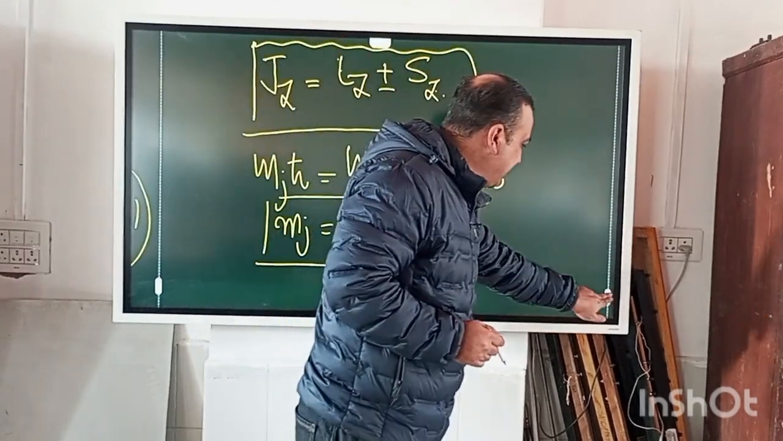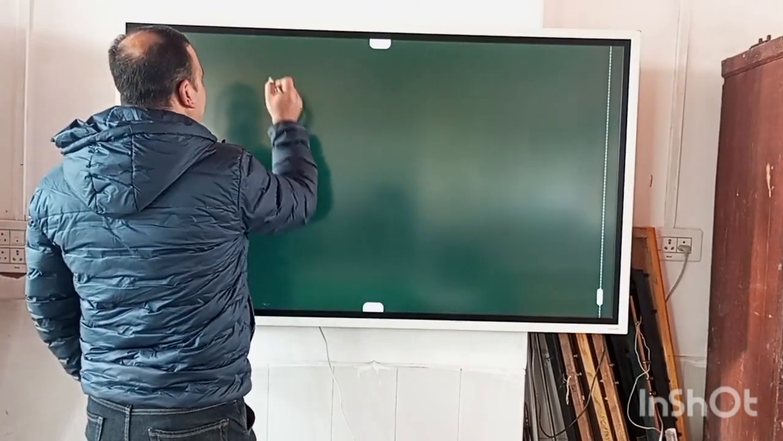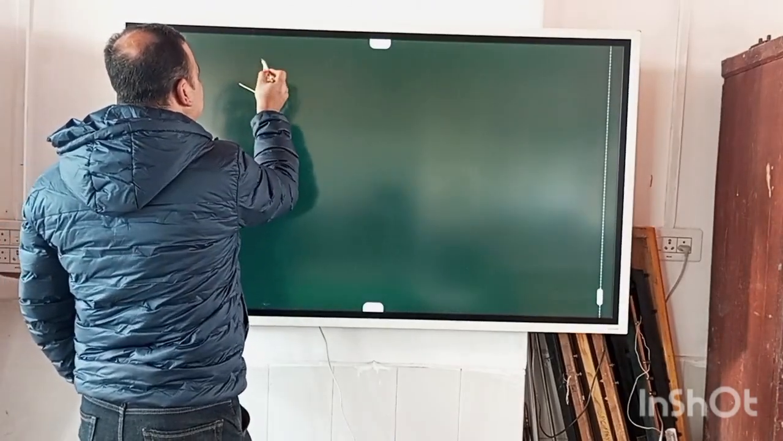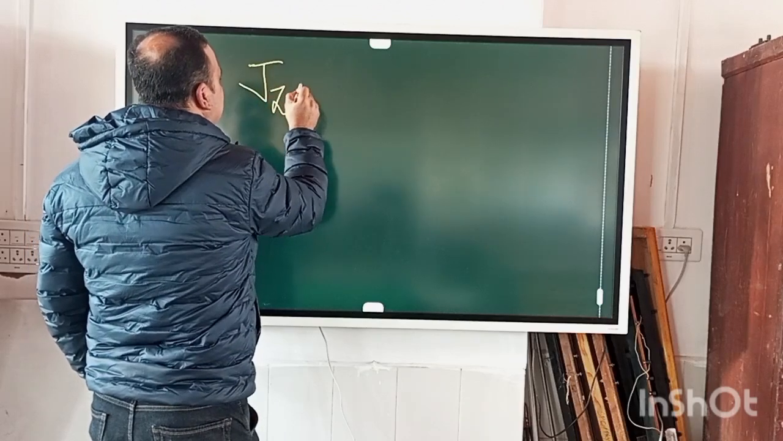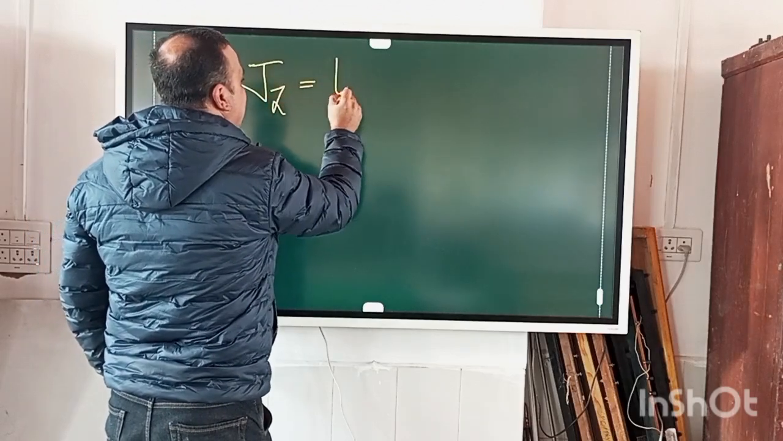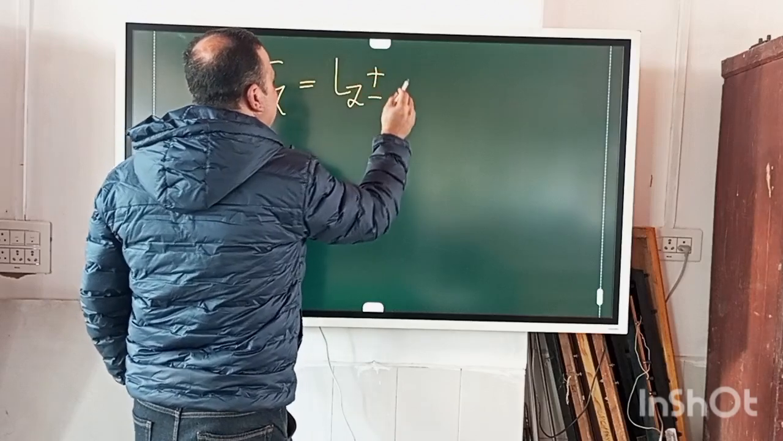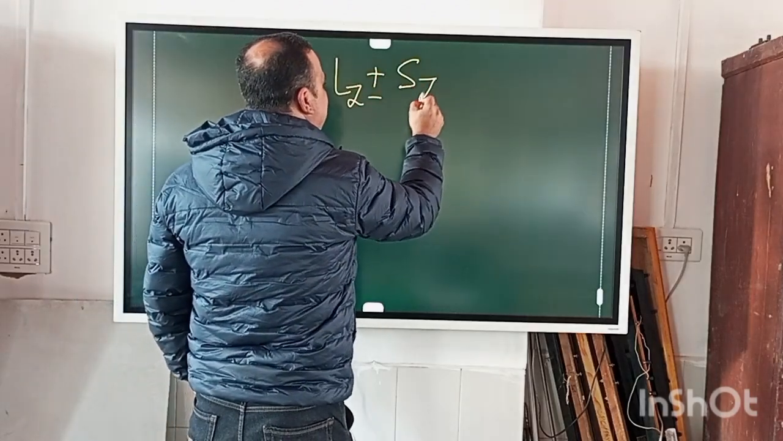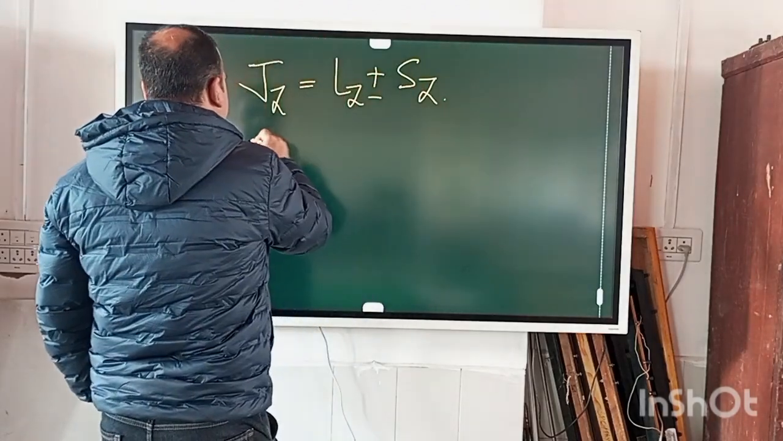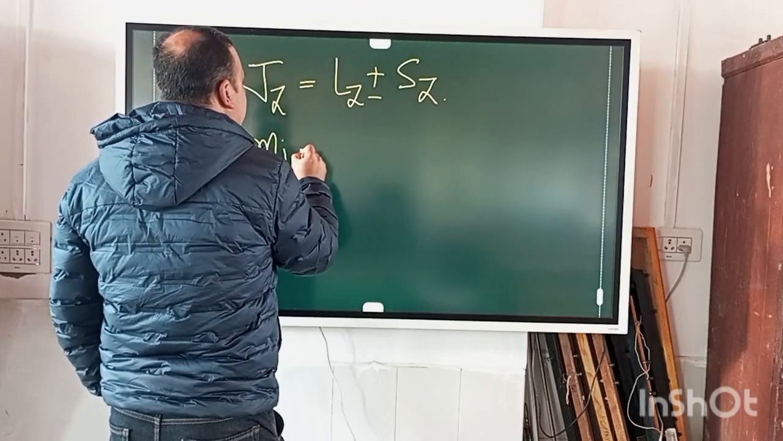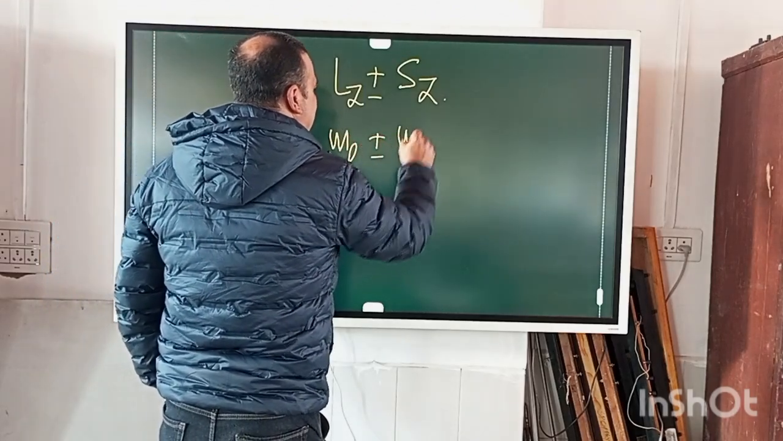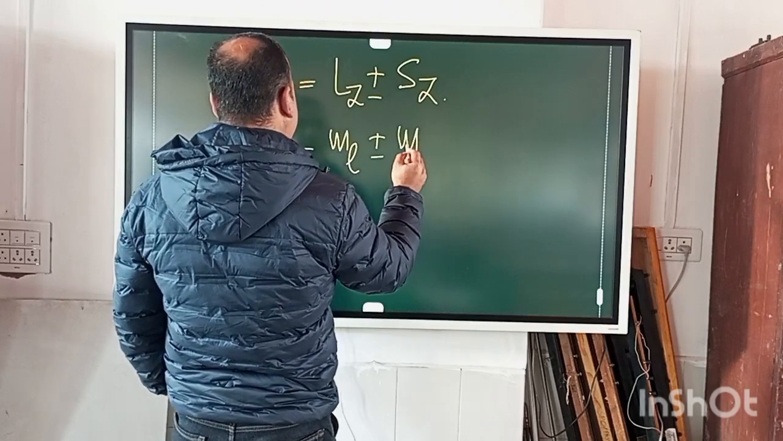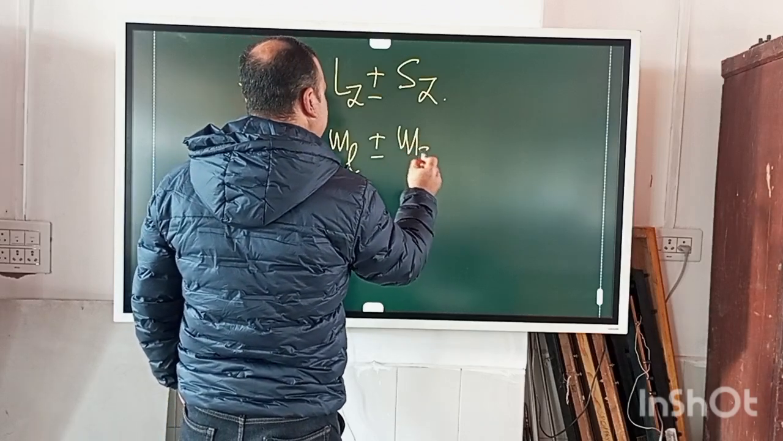So from this equation, if I take this as the basis, Jz is Lz plus minus Sz, and mj is ml plus minus ms.